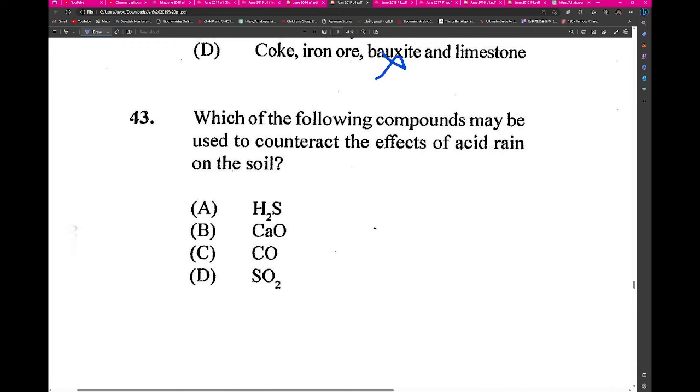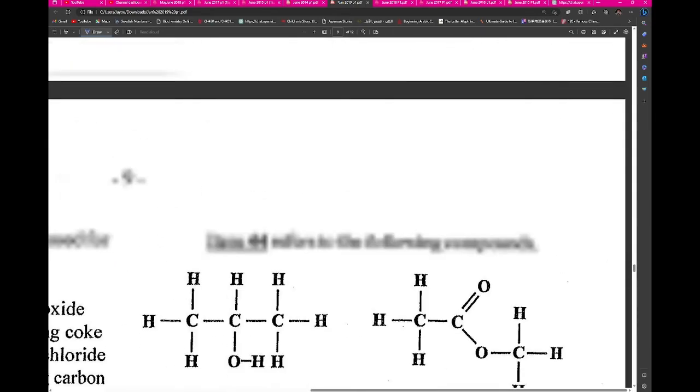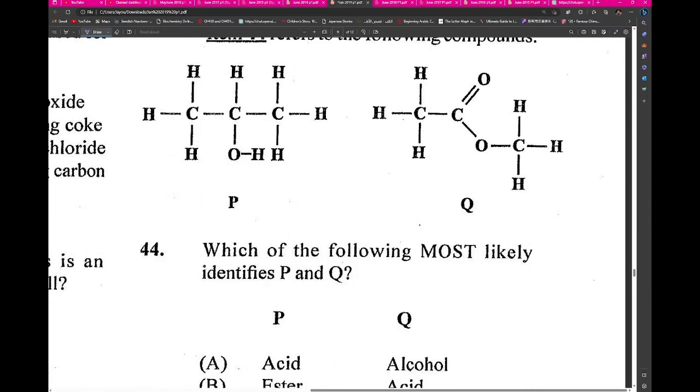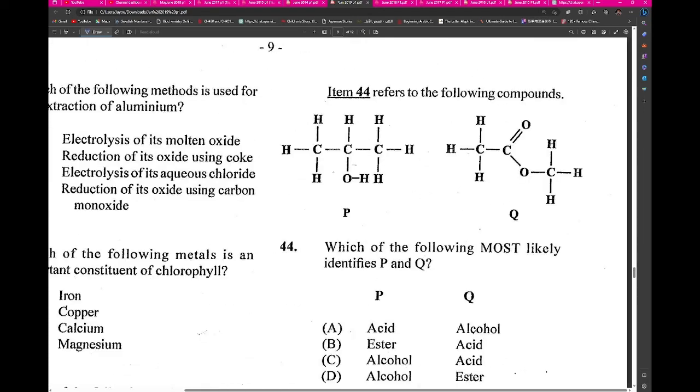Which of the following compounds may be used to counteract the effects of acid rain in the soil? Calcium oxide. Here, which of the following most likely identifies P and Q? So P is an alcohol and Q is an ester.